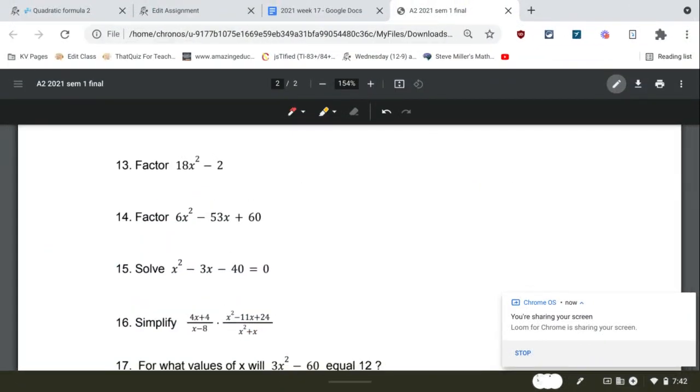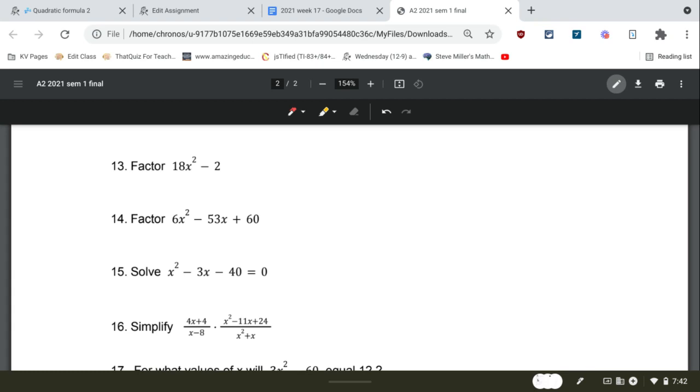All right, 13, 14, 15, 16, a bunch of factoring ones. So on 13, the first thing you want to do to factor this is factor out the 2. That'll be 9x squared minus 1. And then both of these, the 9x squared and the 1, are perfect squares, and they're being subtracted, so you can use difference of squares to factor it.